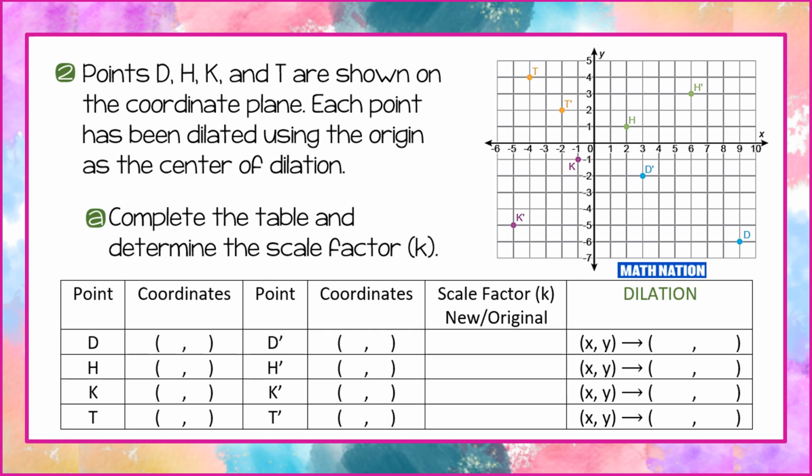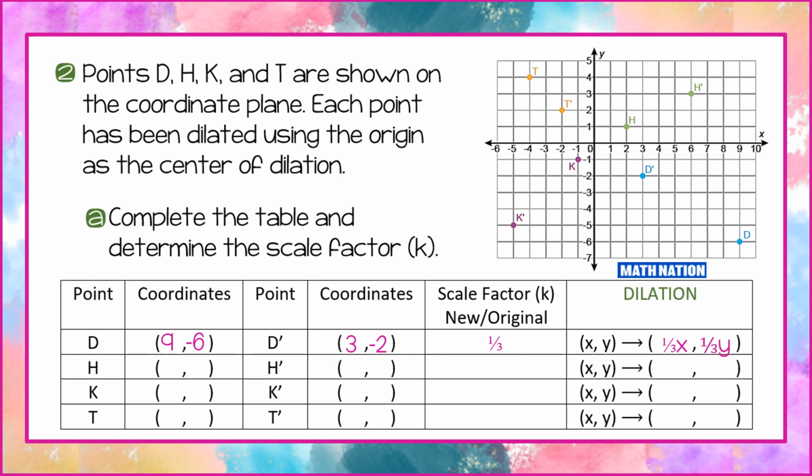Let's start with D. So looking at D, that is at 9, -6, and D prime is at 3, -2. So new divided by original. We can do -2 divided by -6 or 3 divided by 9. Either way, we get 1/3. The dilation can be explained. Any point X, Y is going to go to 1/3 X and 1/3 Y.